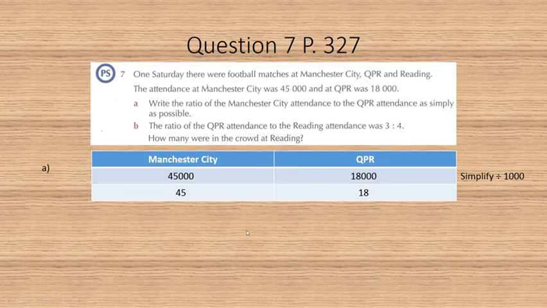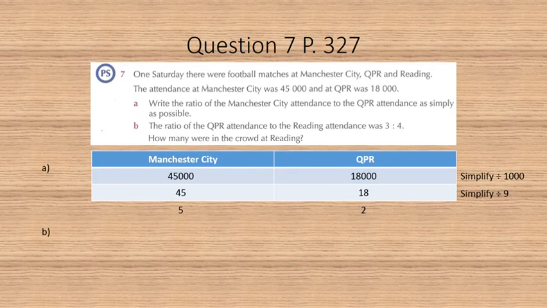And then I see here that they have common factors, like 3, which is 9. So I have to think about the largest number that I can divide by. So here I can divide by 9. So let's divide both terms by 9. 45 divided by 9 equals 5, and 18 divided by 9 equals 2. So the ratio in the simplest form is 5 to 2. In question B, he said the ratio of the QPR attendance to the Reading attendance was 3 to 4.